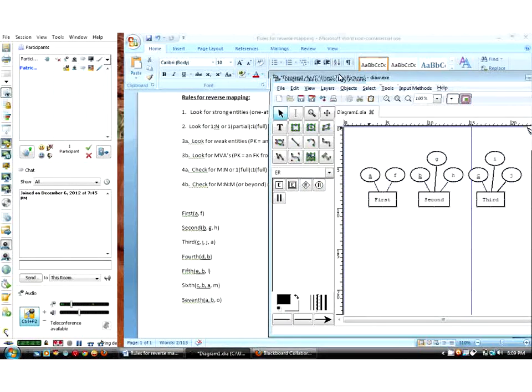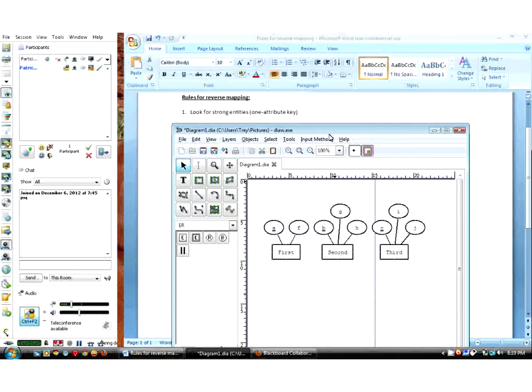Here are three entities: first, second, and third. We know they're strong because they have a primary key, and it's the only thing in the primary key, so it can't be a relationship attribute or a weak entity or anything like that. I have first with my key of A and non-key attribute F; second with my key of B and non-key attributes G and H; and third with the key of C and non-key attributes I and J. So I've started. This is the pivot, the crux of my database, and I'm going to work around that.